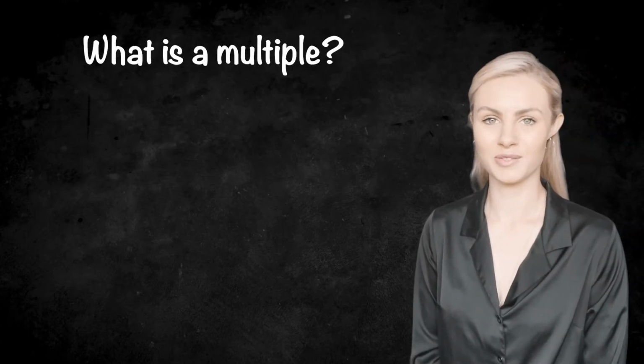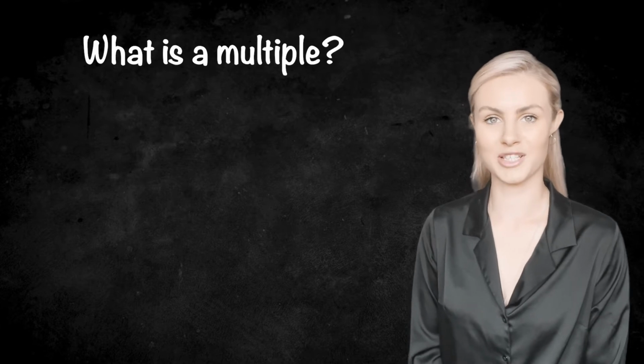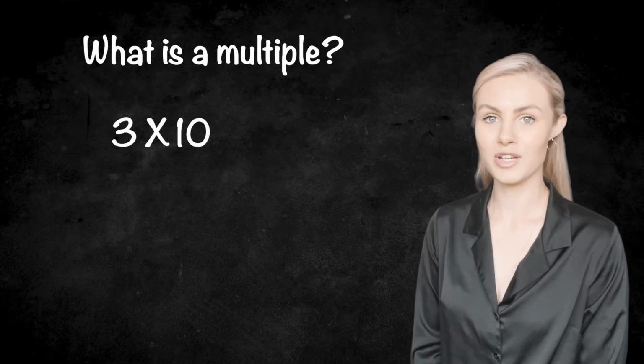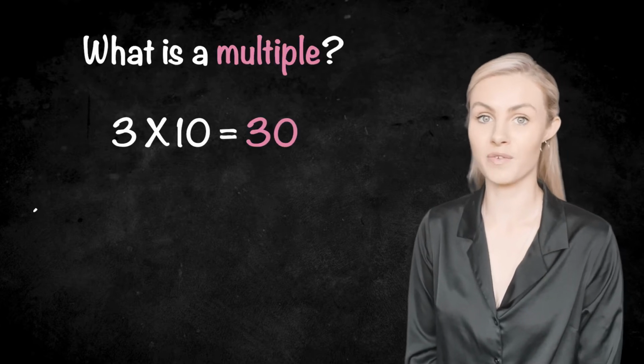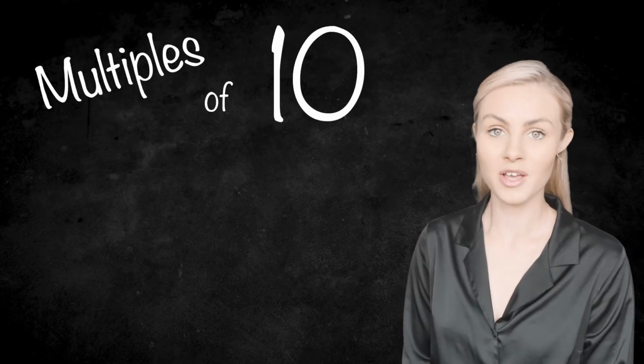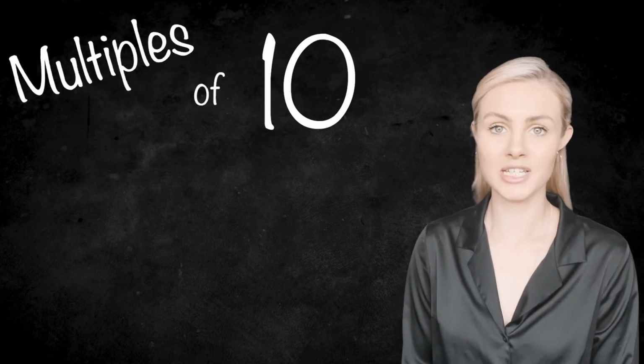What is a multiple? A multiple is the number you get when you multiply two other numbers together. For example, 3 times 10 will give you 30. So 30 is a multiple of 3 and of 10. This video is going to show you a trick for finding multiples of 10 without actually having to count in tens. So let's take a look at the number 10.